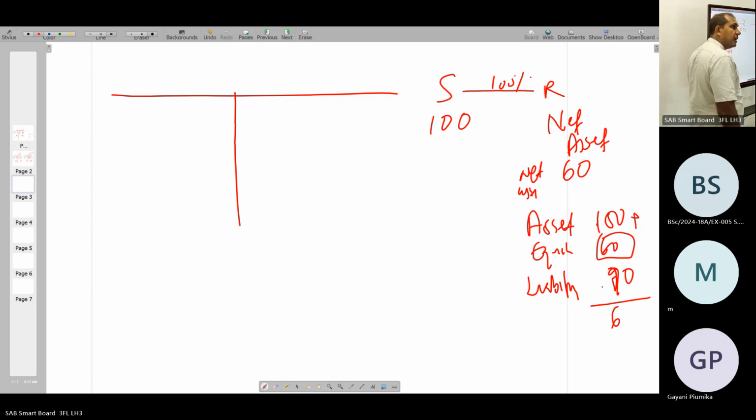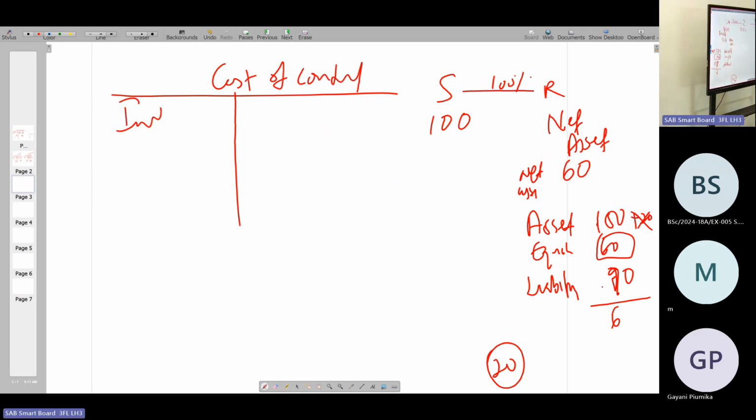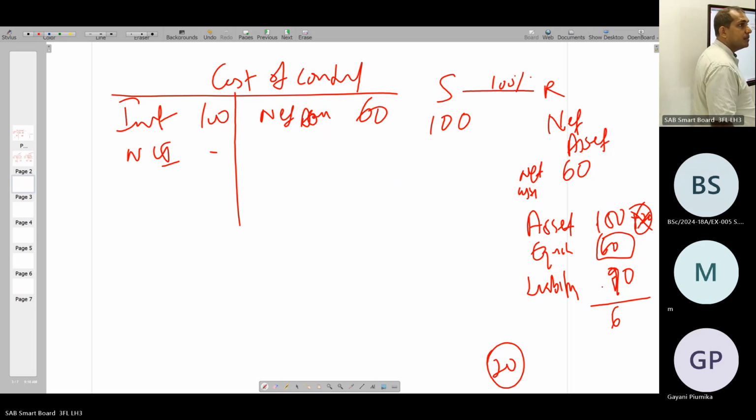In Ranjani, the brand name is unrecognized. Before the net asset increases, at the initial stage, what we should do first is control investment 100, net asset 60, NCI 0. Then for the unrecognized brand name, we need to do the double entry.